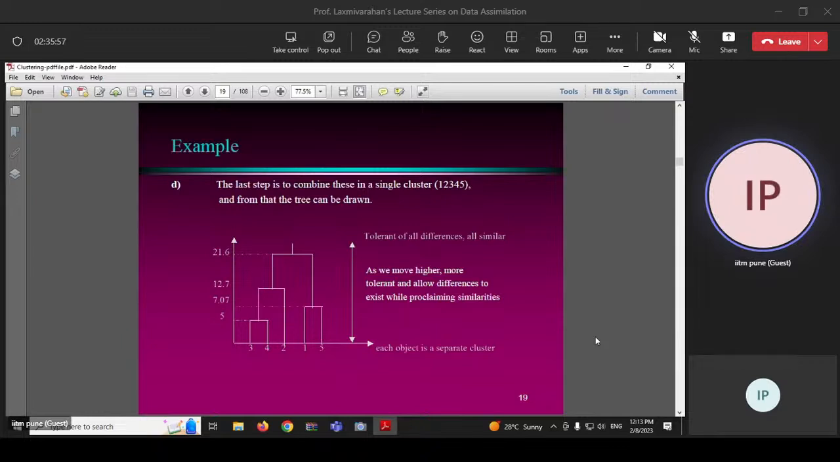So at what level do you want to be able to compare clusters? Now, on the x-axis, I label the objects. On the y-axis, I'm labeling the distance. If I say 2 objects are similar only if their distance is 0, then there is no similarity between any of them. They are all 5 clusters.